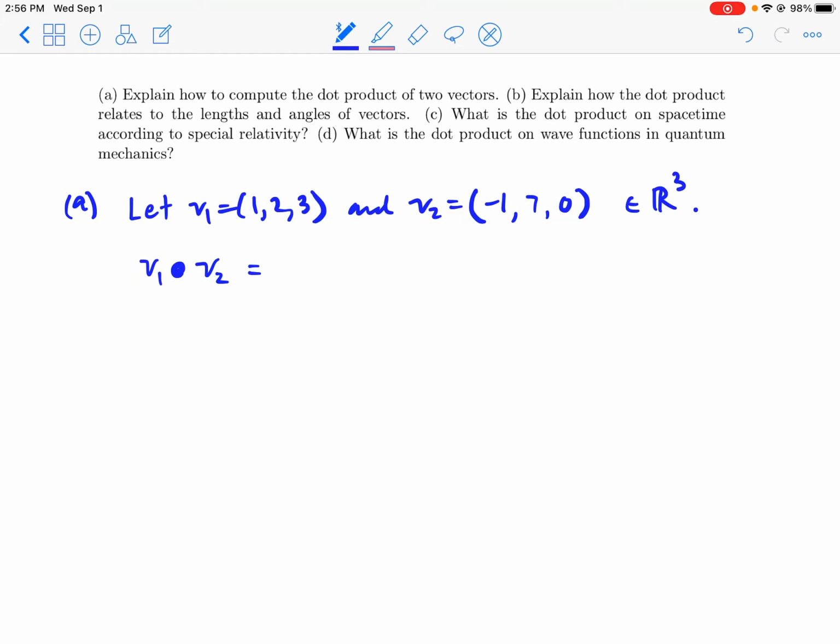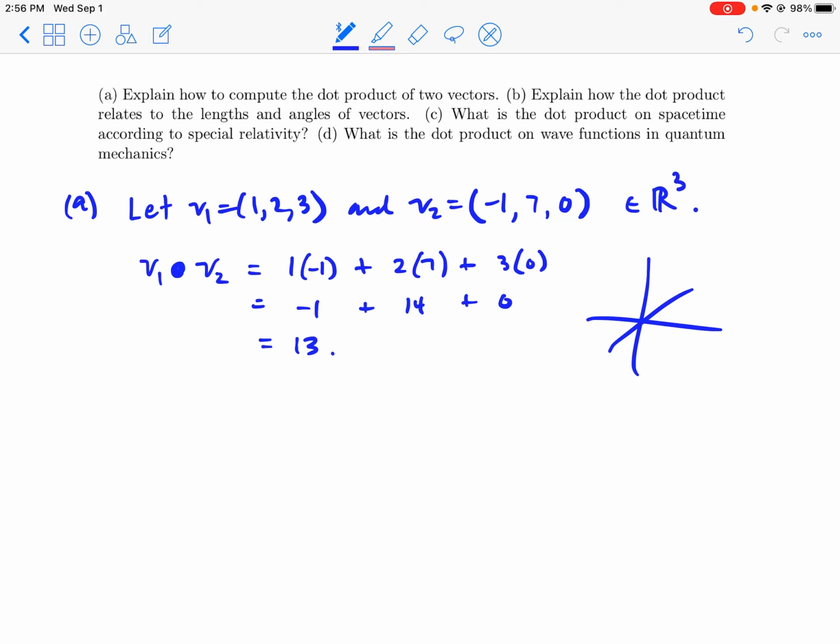But how do we compute it? It's equal to, in this case, 1 times -1 plus 2 times 7 plus 3 times 0, which is -1 plus 14, so it's 13 in this case. So these two vectors sitting somewhere in R3, maybe the first one is here and the second one is here, and their dot product is the number 13. Interesting. And so what is this number?